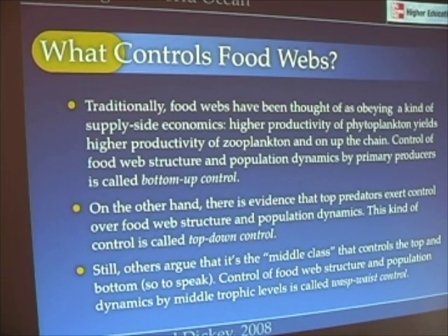And there's also, some argue, a type of middle class or a middle control, a type of organisms whose populations are controlled by environmental factors and their abundance controls both the levels above them, the top predators, or the levels below them, the lower trophic levels. And this type of food web structure and population control is called wasp-waist control.